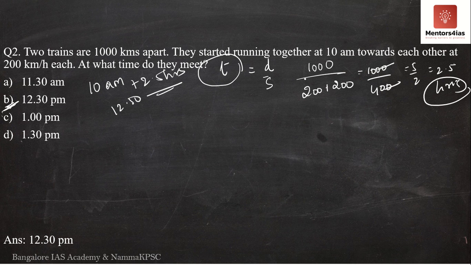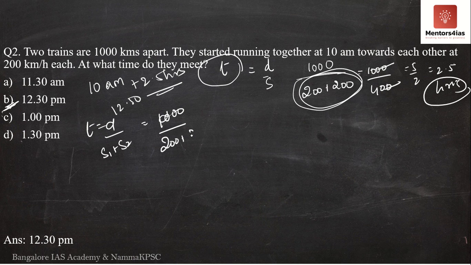But how do you get this 200 plus 200? Why am I taking 1000 divided by 200 plus 200? I will explain it now. But the method to solve this is nothing but this very simple process, where you take time equals D divided by S1 plus S2, that is 1000 by 200 plus 200 equal to 2.5. Now why do we take it by this method? I will explain it now.